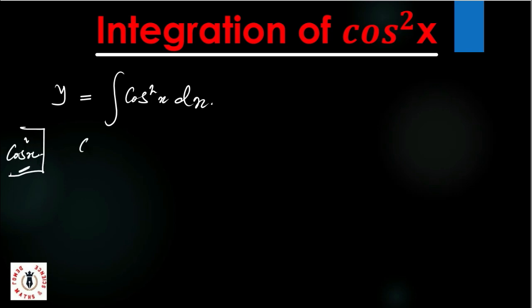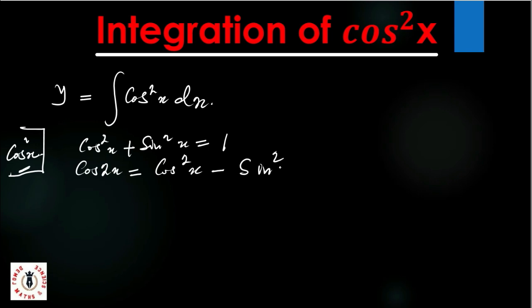That is, I'll be looking for y. I have y equals the integral of cos squared of x with respect to x. The first thing we want to do is to find a conversion for cos squared of x. Now, remember that cos squared of x plus sine squared of x is equal to 1. And also remember that cos 2x is the same thing as cos squared of x minus sine squared of x.